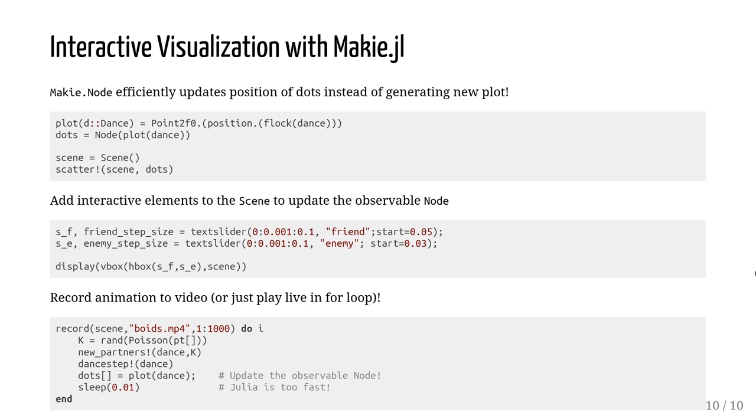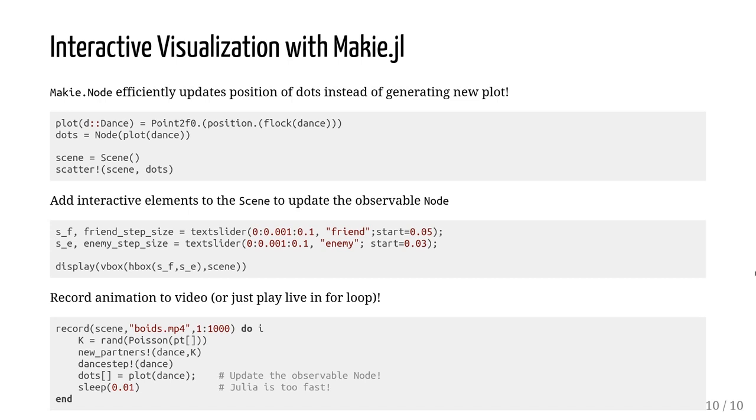Instead of creating a new plot for every frame of the animation, Makie allows us to wrap the objects that we want to animate with Makie.node, which will allow us to efficiently update existing plot elements rather than expensively generating a new plot for every frame. Here we can see that I wrap the dots corresponding to each Boid in the flock with a node so that when they change their position, the plot will update dynamically.